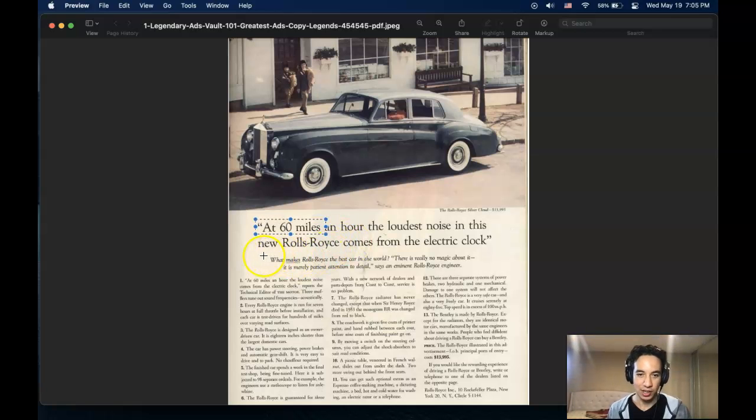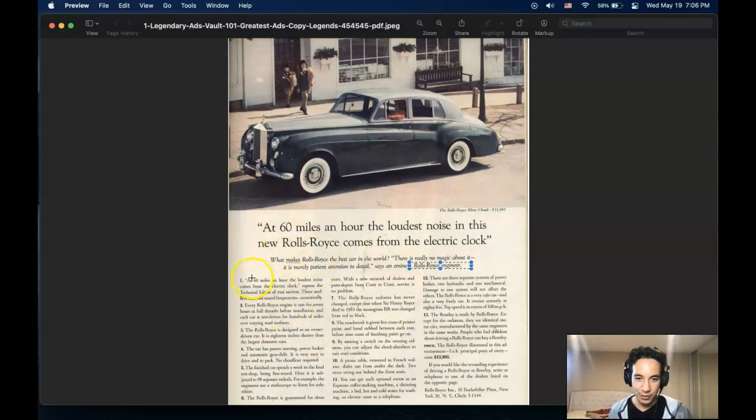And then this next line: what makes it the best car? There's no magic about it because we pay attention to detail. This is emphasizing the headline, where we pay so much attention to the clock, to the whole car, that it's just quiet. All right, it's basically boosting the ego of this Rolls-Royce engineer. It makes him feel good, but the purpose is to re-emphasize this.